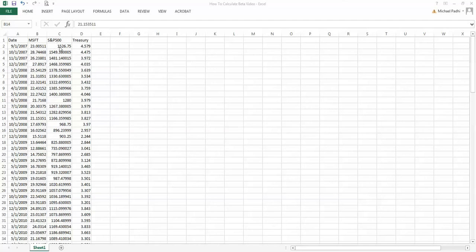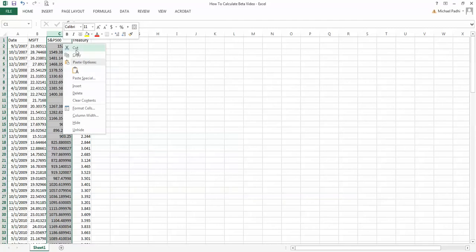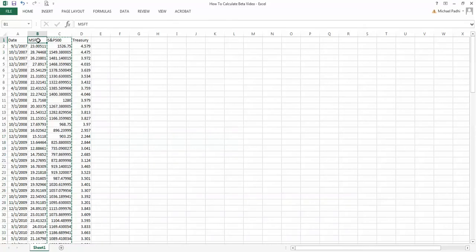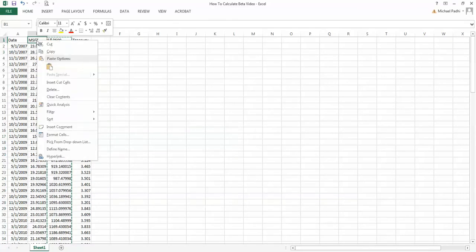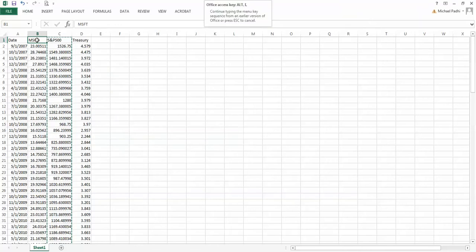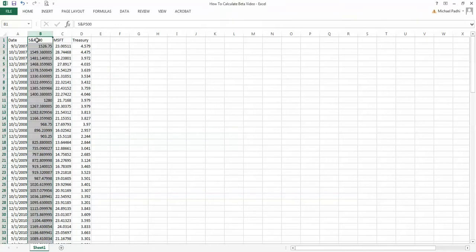To make things easier, I'm going to move the S&P 500 so that it's to the left of Microsoft. And I'm going to just insert it, Alt-I-E. So now we have the market first and then the Microsoft. That will just make our calculations easier later because we want to have the market returns on the x-axis.